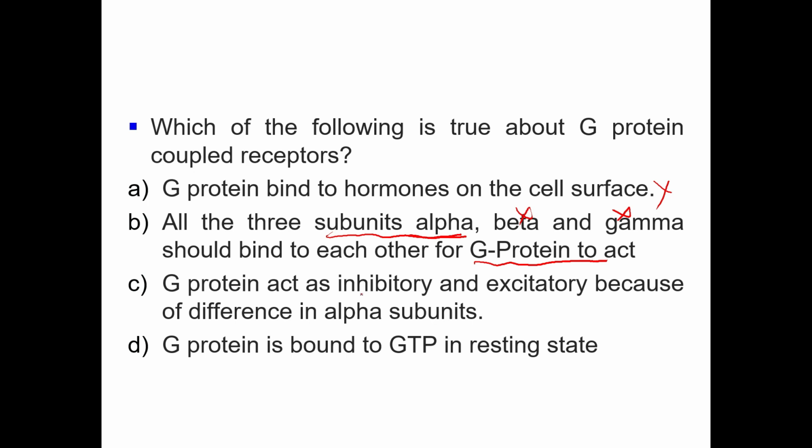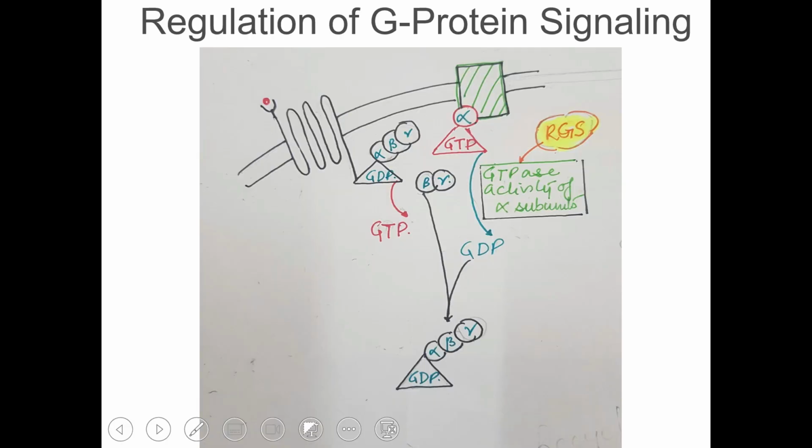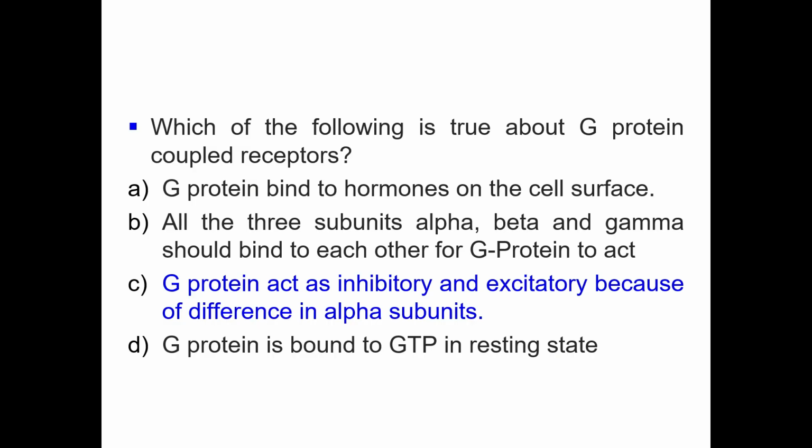G protein acts as inhibitory and excitatory because of the difference in alpha subunit. Yes, this is right. If the alpha subunit is bound with the GTP, it is active. If it is bound with the GDP, then it is inactive. G protein is bound to GTP in resting state? No, it is bound with the GDP. So you can see here again, it is bound with the GDP. The alpha subunit is the one which is going to shuffle between active and inactive. All three are not required. So the correct choice is C.